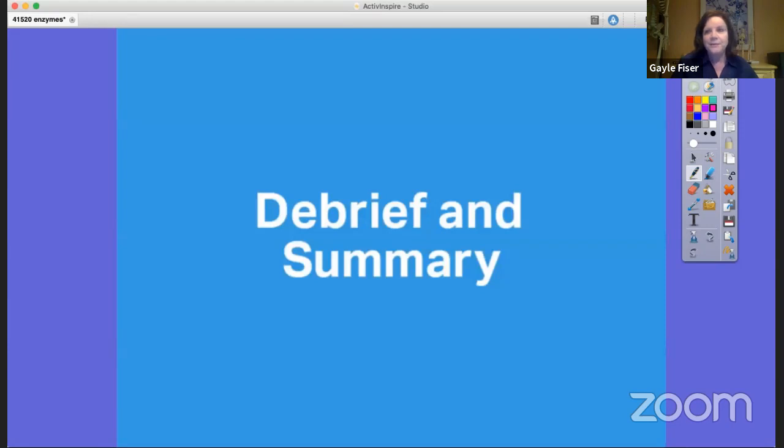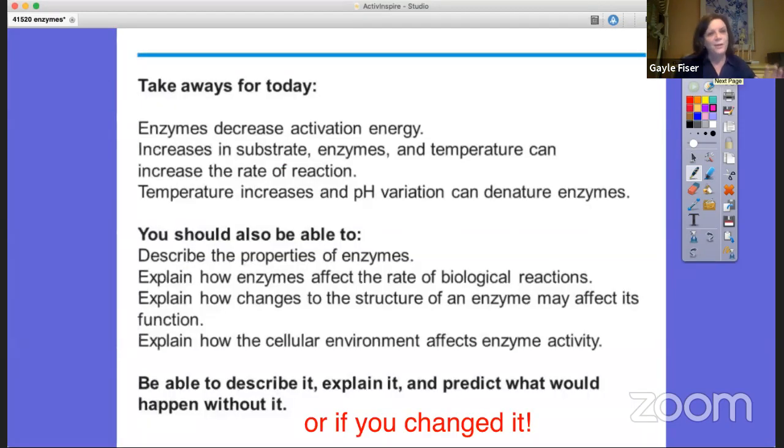All right, debrief and summary. Today's takeaways. Enzymes decrease activation energy. Increases in substrate, enzymes, and temperature can increase the rate of reaction, but if it's the wrong temperature, if it increases too much, and the pH is not in the optimal range, then denaturation can occur.